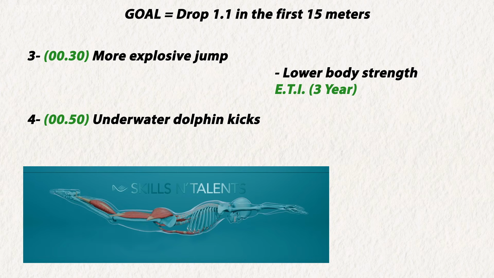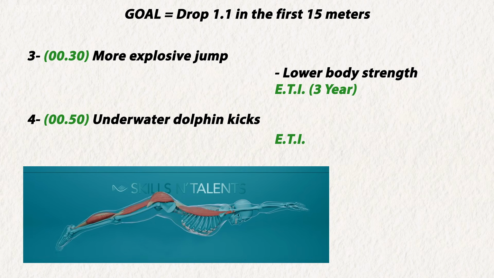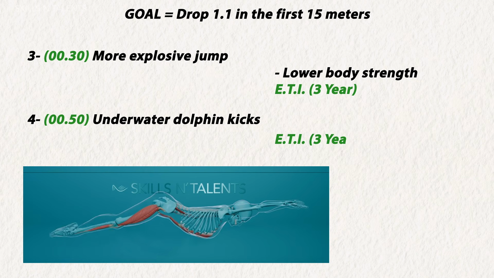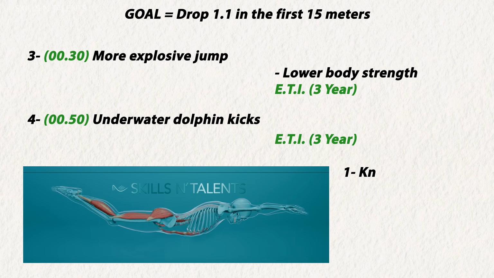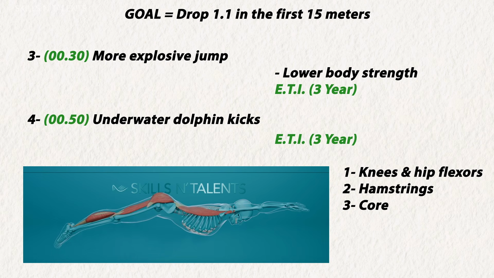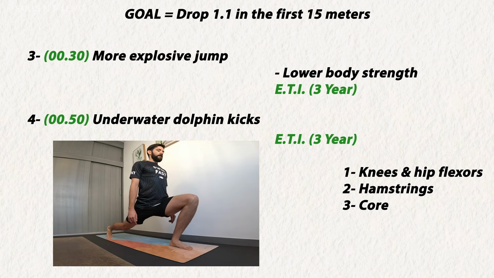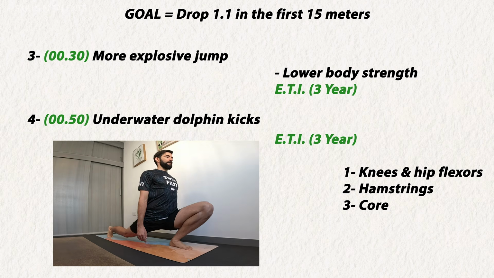Underwater kicks. We need to improve half a second from the underwater dolphin kicks themselves. This might take us 3 years as well. We need 3 things here: strong knees and hip flexors, strong hamstrings, and disproportionate core strength. For strong knees and hip flexors, we will do ATG squats. For hamstrings, we will do Nordics.